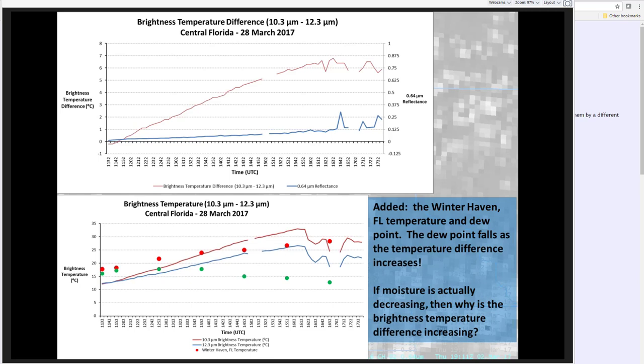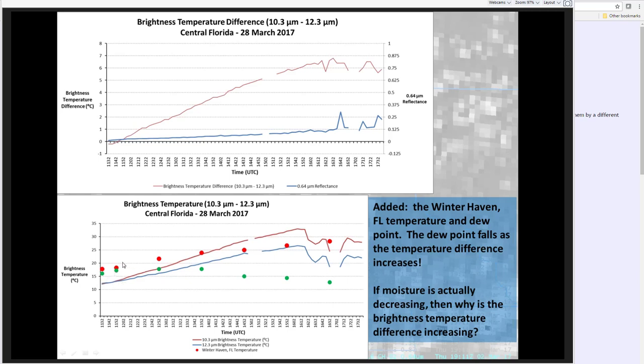So I got the observation out of Winter Haven, Florida, which is fairly close to the point that we're looking at. And you can see initially the 2-meter temperature out of Winter Haven is much warmer, about 5 to 7 degrees C warmer than the temperature at both 10.3 and 12.3.